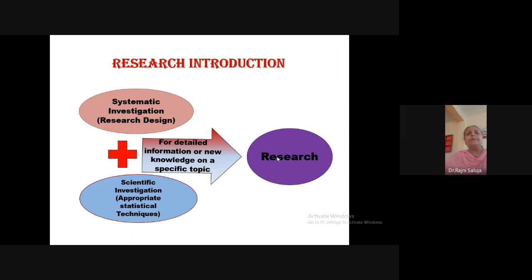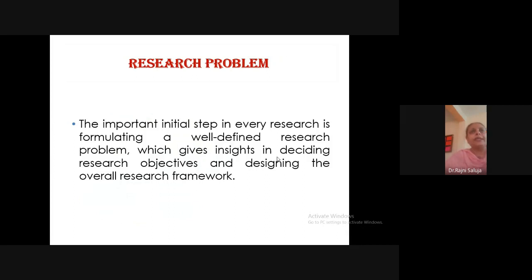And the first major step is that there is a proper research process that we have to follow for conducting a research. We have to proceed step by step. And the initial step in every research is formulating a well-defined research problem. Now, a research problem is a question for which an answer is to be found, or a problem for which a solution is to be found. We have to find out the solution for the particular problem. And on the basis of this research problem, we can frame the objectives and we can design the overall research framework.